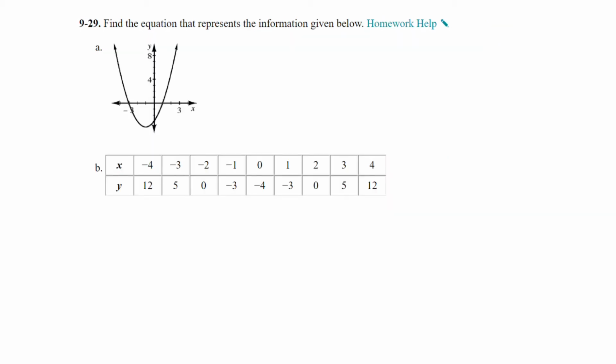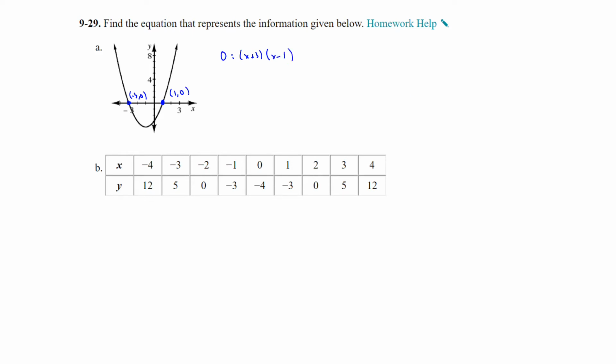Question 29. Find the equation that represents the information given below. So in part A, since it is a parabola, we're looking for the zeros where the graph crosses the x-axis, the x-intercepts as well, so that's at 1, 0, and then this one is at negative 3, 0. And so we know that y is equal to, or even going back, I can actually say 0 is equal to the factors of x plus 3 and x minus 1.